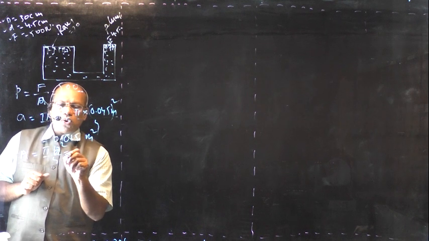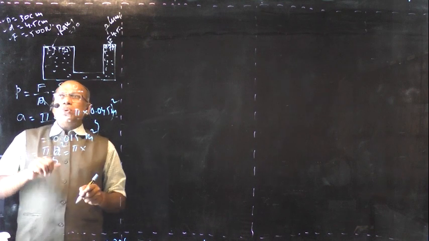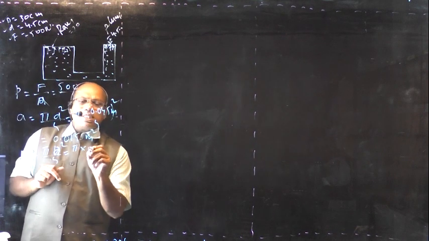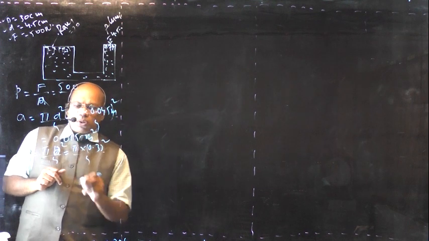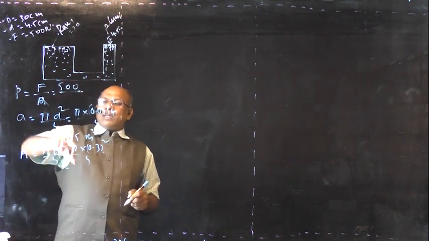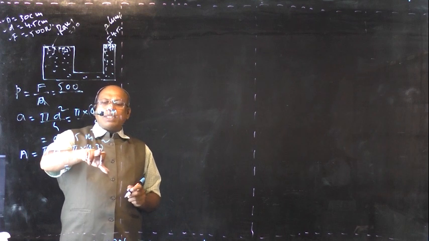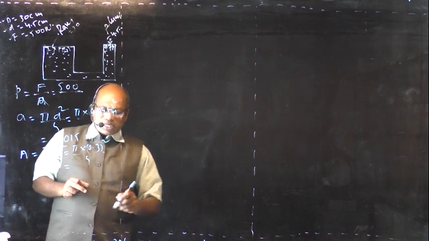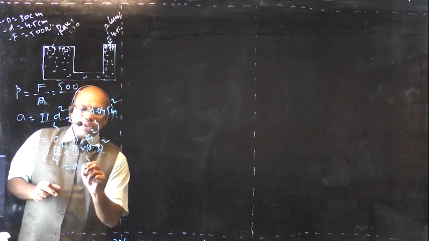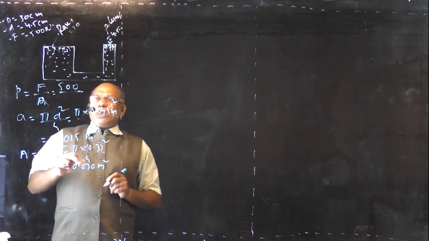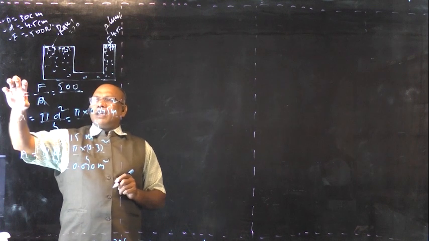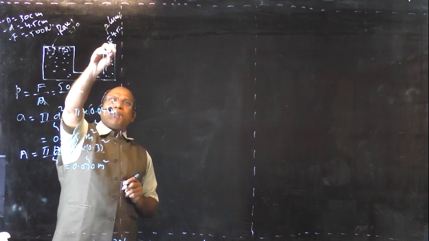Now the area of the ram, that is also the same formula, pi D square by 4. This is equal to pi into D, which is 30 centimeters, that is equal to 0.3 meters, squared, divided by 4. Therefore the diameter of the ram is equal to 0.3 meters. Therefore the area of the ram is equal to 0.070 meter square.